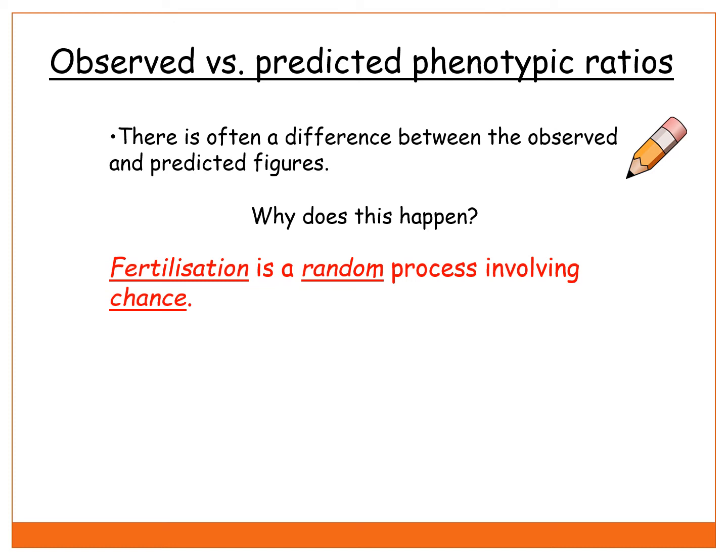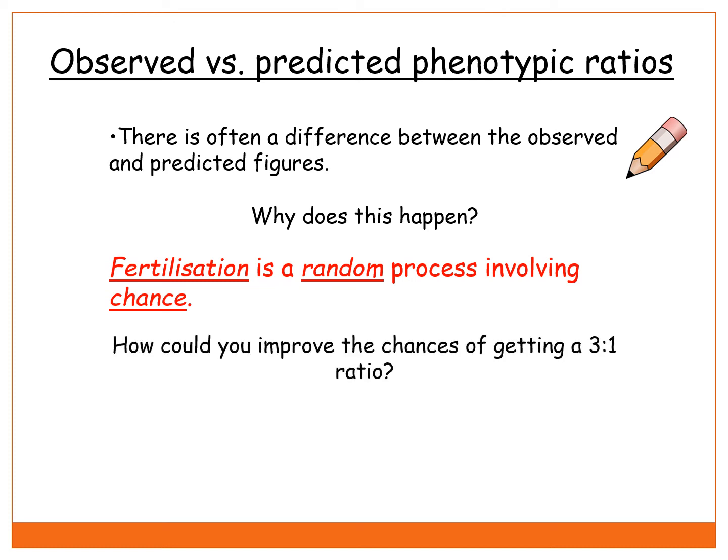The next question that frequently gets asked is, how could you improve the chances of getting a ratio such as the 3-to-1 ratio?